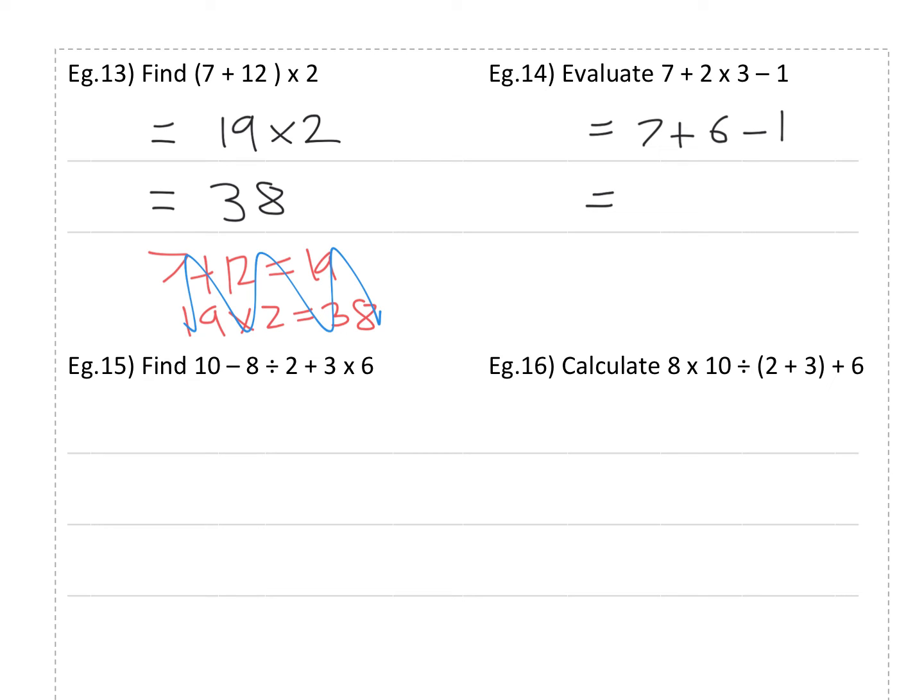Now that the multiplication is done, we've just got adding and subtracting, which are the same sort of level. So you just read it from left to right and do it as you see it. So 7 plus 6 is 13. Take away the 1, gives you 12. Again, in the method, you should see, if you compare this line to this line, that the 2 times 3 is changed to be 6. And then when it's just adding and subtracting, it'll be okay to just get the answer from that stage.